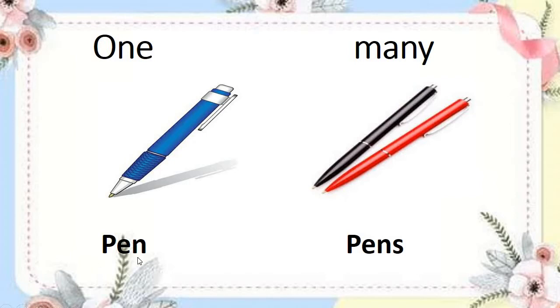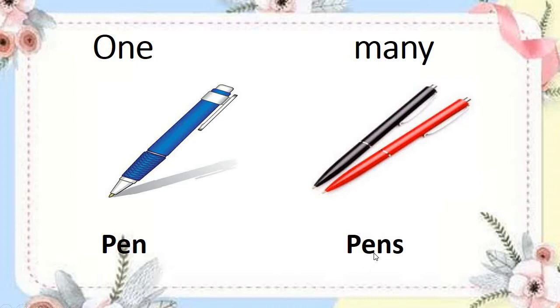P-E-N. Pen. If there are more than one, there are 2 pens. So what will we say? Pens. P-E-N-S. Pens. Pen. Pens. Understood, children? See, the spelling is the same. P-E-N. But in many, you have to add S. Pens. Pen. Pens.